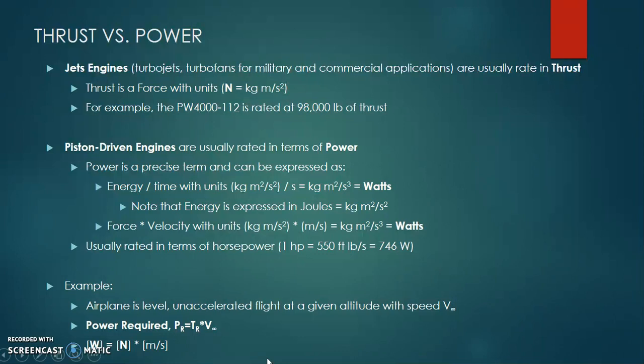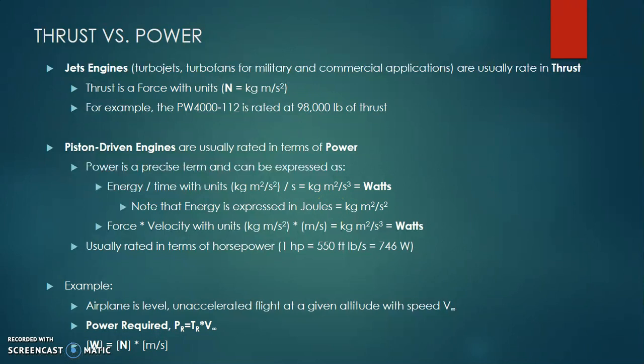Now, in jet engines, which are either turbojets or turbofans for military applications, thrust is a force measured in kg meter per second square, or in newtons. For example, the PW4112, a classic engine, is rated by the manufacturer at 98,000 pounds of thrust, almost 50,000 kg or 50 tons approximately of thrust. It is that powerful an engine. Piston driven engines in power are always rated in watts or kilowatts, or in HP if it is a BS unit. Right? So that is the importance.